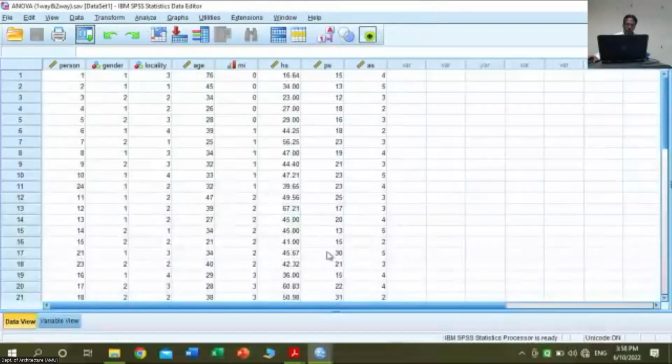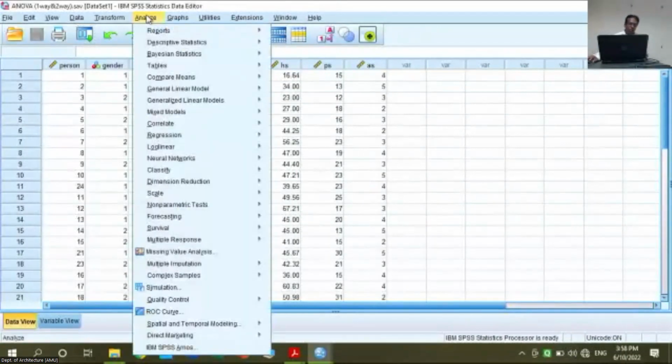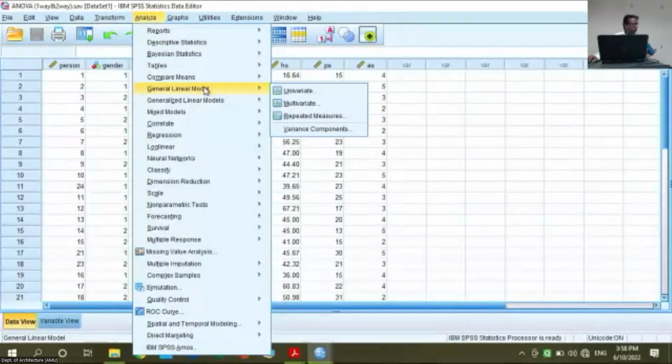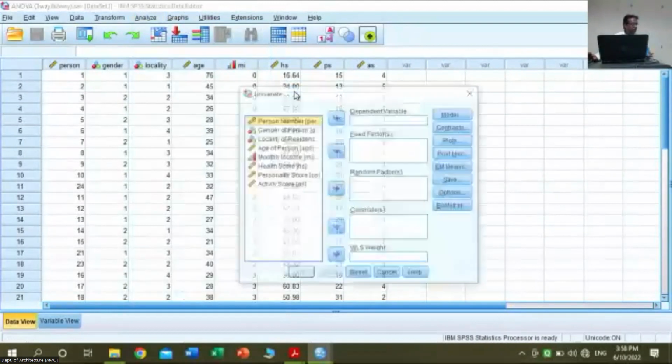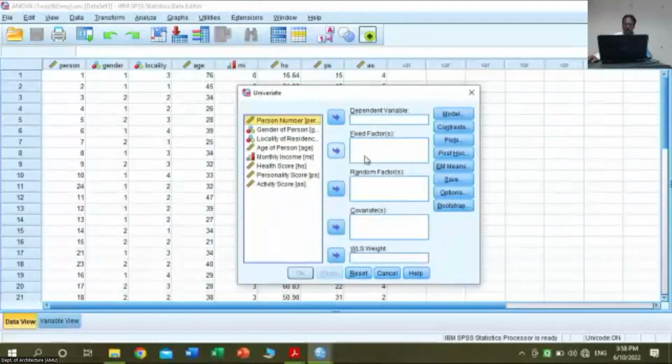So here, same data file I opened. Now analyze, general linear model, for two-way ANOVA select univariate, and the dependent variable is the health score. Move this here. Now fixed factors, there are 2 fixed factors.